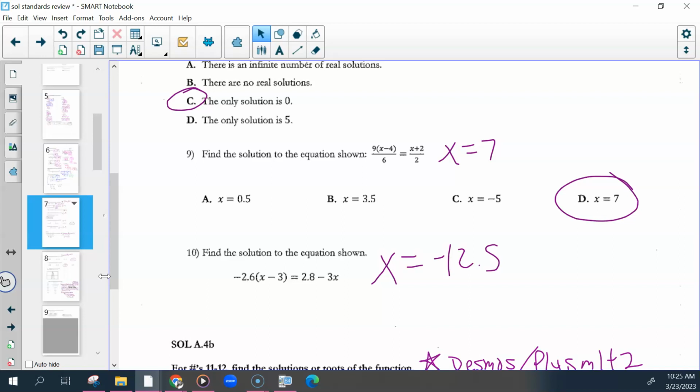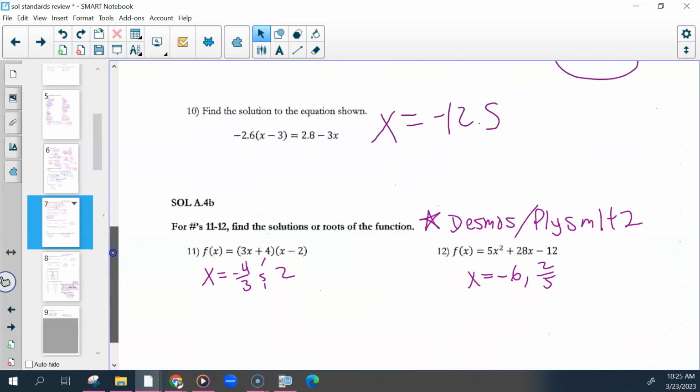11 and 12 were repeats of 2 and 3. I don't know why that was, but the answers are the same. So you can write them down, or you can just say that they were the same. -4/3 and 2, and 6 and 2/5. Did you have a question?